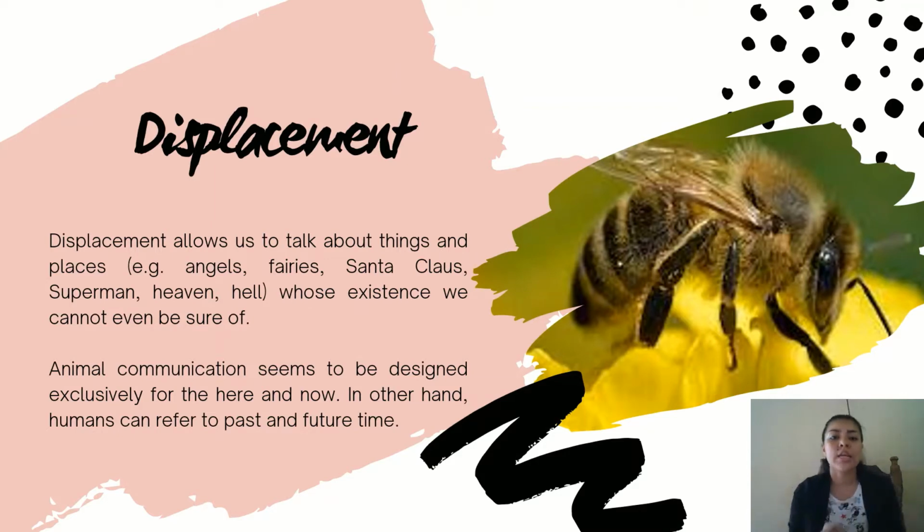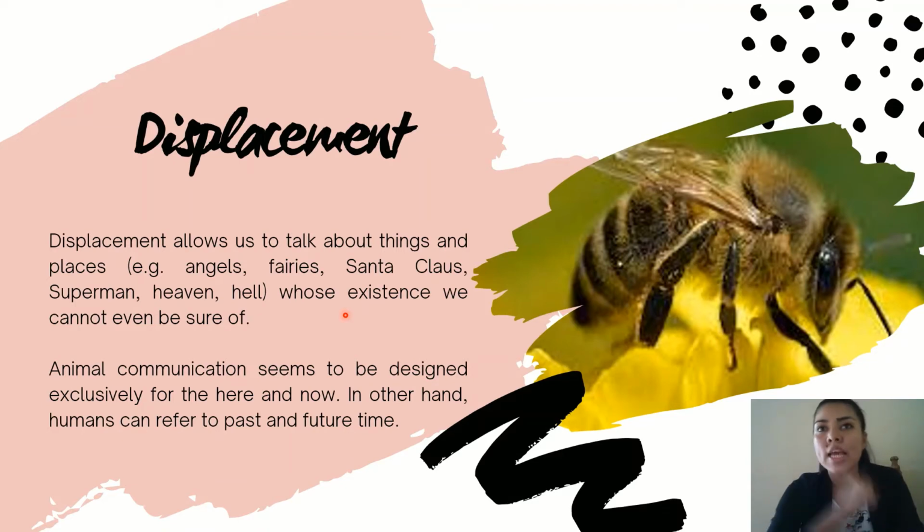So let's see what the properties of language are. The first property is displacement. What is displacement? Displacement allows us to talk about things and places, for example angels, fairies, Santa Claus, Superman, heaven, hell, whose existence we cannot even be sure of. But animal communication seems to be designed exclusively for the here and now. On the other hand, humans can refer to past and future time. In simple words, humans can easily talk about things that do not exist in real life. But animal communication remains in the immediate moment.